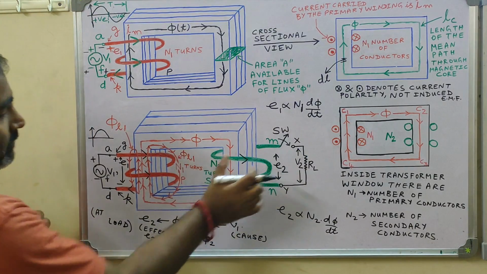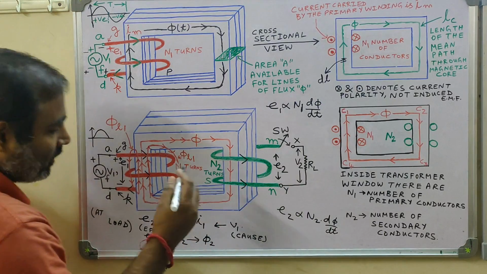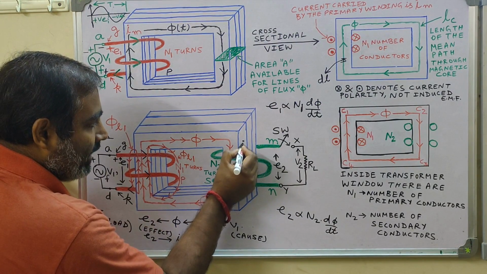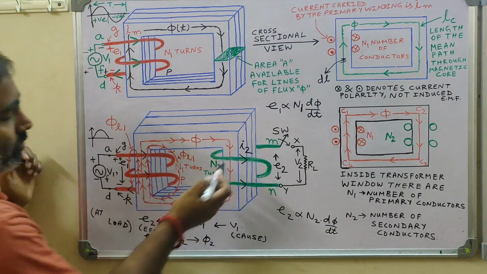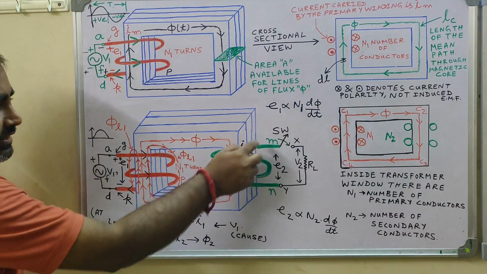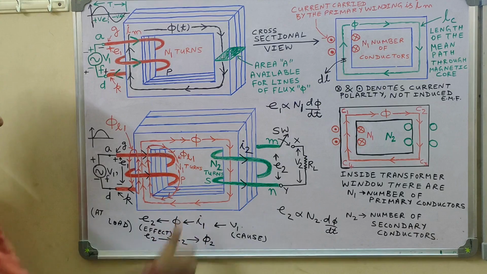So once we have put up the direction of the current carried by the secondary coil, let's call it I2. So what is I2? It is the current carried by the secondary coil when it is loaded, that means when the switch SW is closed. So this is the direction.